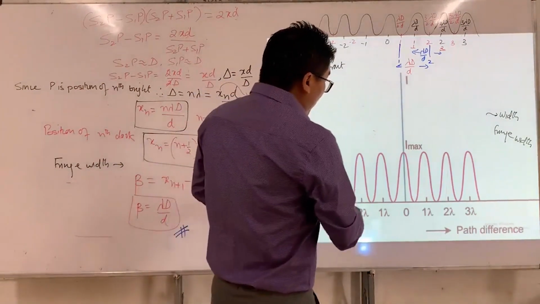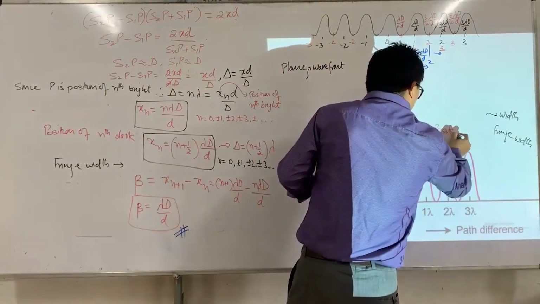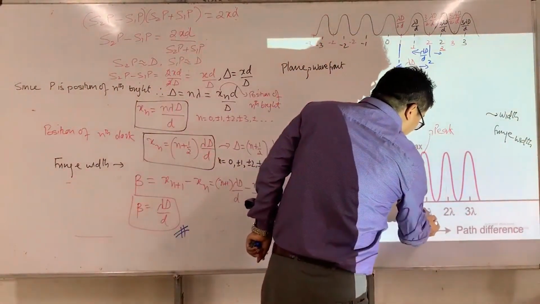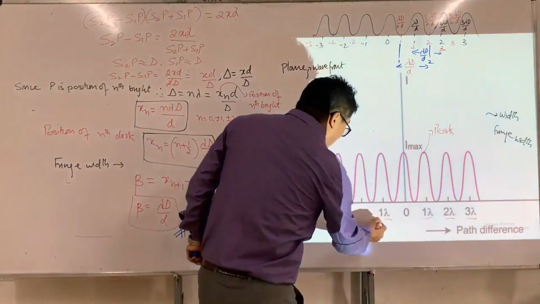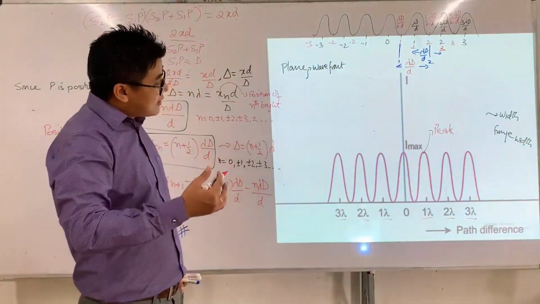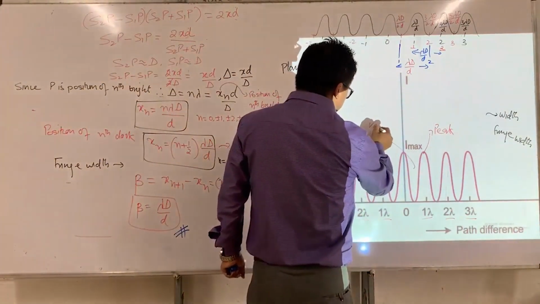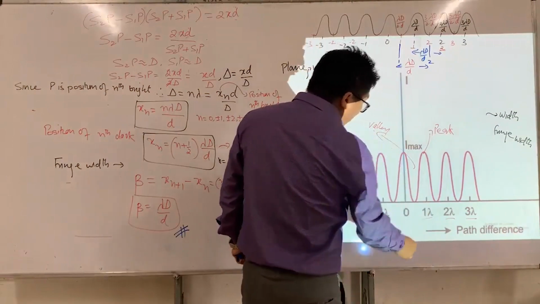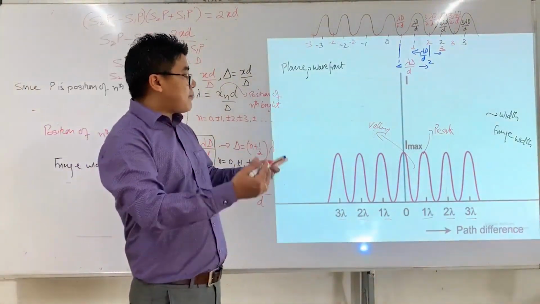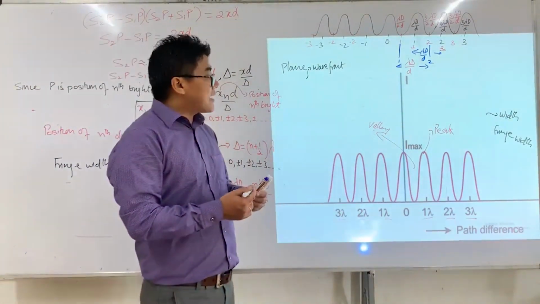Look here, whenever you get a peak, these are the peaks. Wherever you get a peak, the path differences are lambda, 2 lambda, 3 lambda. Wherever you get a valley, the path difference could be half lambda, 3 by 2 lambda, 5 by 2 lambda. That means this is destructive, the other one is constructive.